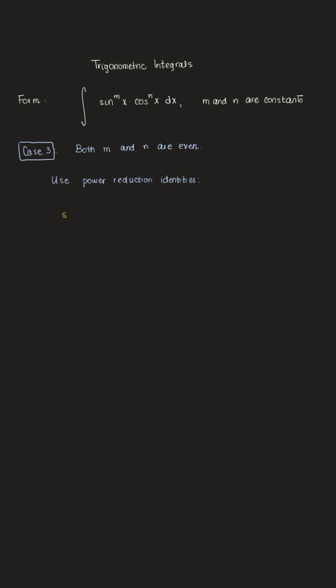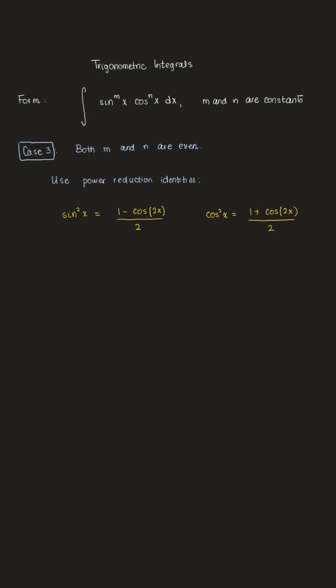So the first one is that sine squared x is equal to 1 minus cosine of 2x, so there's a double angle function there, divided by 2. And the second one is that cosine squared x, these are very similar, is equal to 1 plus cosine of 2x over 2.